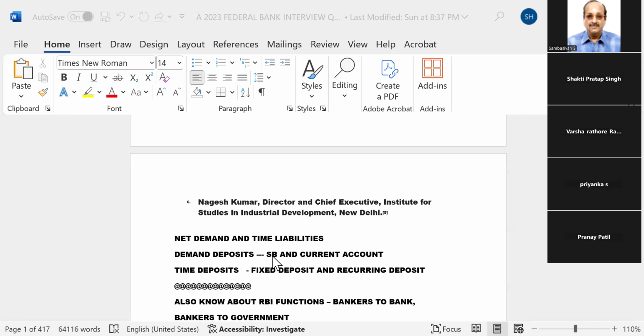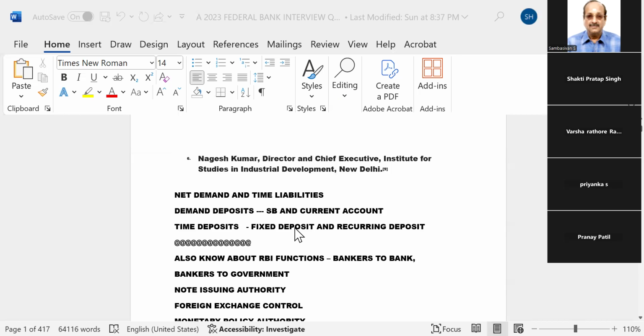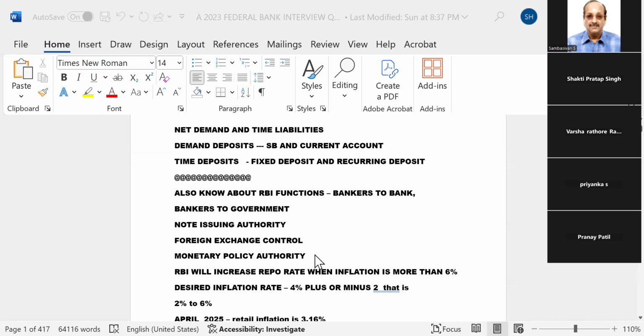Then demand deposit means SB and current account. Time deposit means fixed deposit and recurring deposit. NDTL, there is some definition. I have given it in a video also. It tells so many confusing points, like it tells deposits from the public minus the monies that our bank has kept with other banks, or the monies kept by other banks with our bank. So many points are given. I have given it in a video. Please see that one. Now, Varsha, continue.